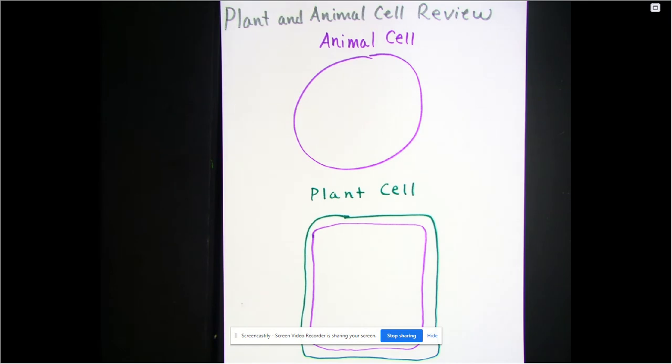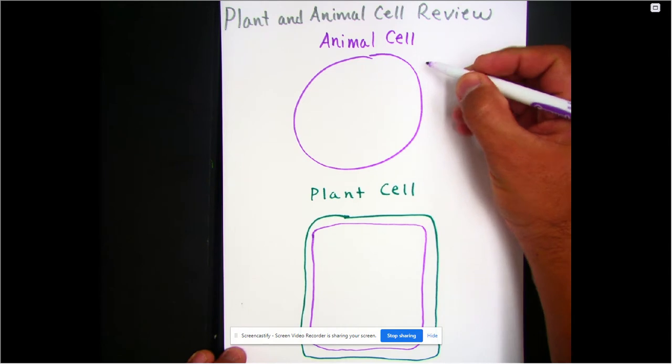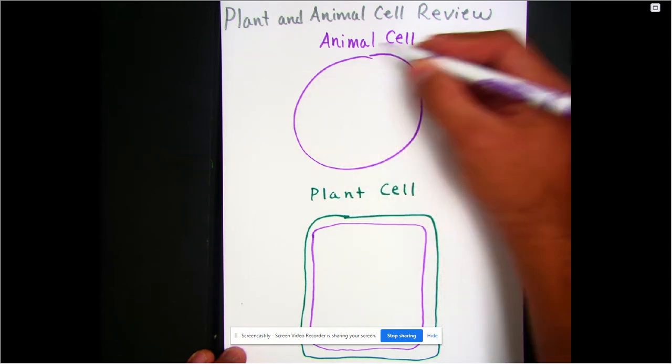So go ahead and put the title up at the top. You're going to draw a circle for the animal cell, and then two squarish rectangular shapes for the plant cell. Right. So we're going to start off with this outer layer here on the animal cell.